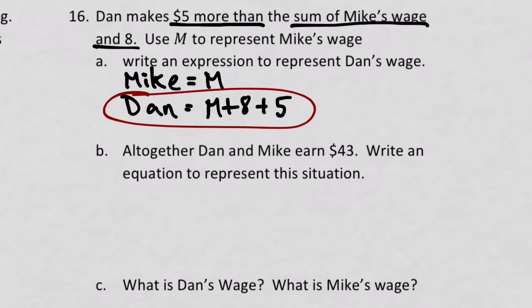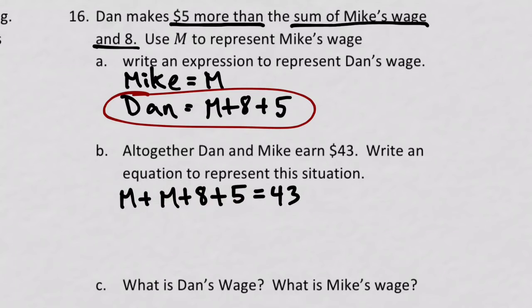Part B. Altogether, Dan and Mike earned $43. Write an equation to represent this situation. So together, Mike and Dan is 43. So I'm going to say Mike, which is M, plus Dan, which is M plus 8 plus 5, equals 43. Right? This M is Mike. All of this together is Dan, and together is 43.